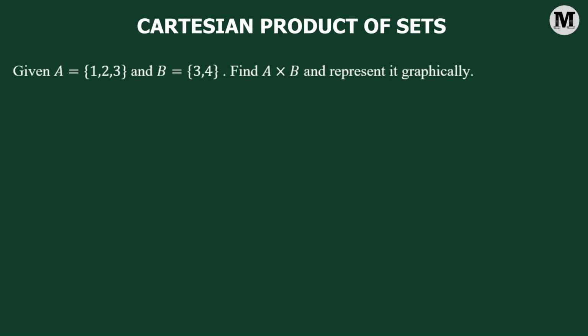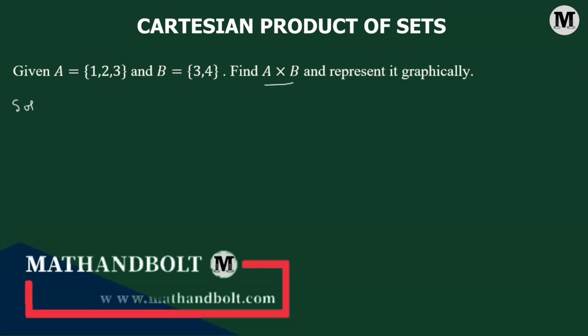So here we have two sets A and B. We need to find out the Cartesian product of set A and B and also represent it graphically. Let us begin. So here we will first compute the Cartesian product of A and B.